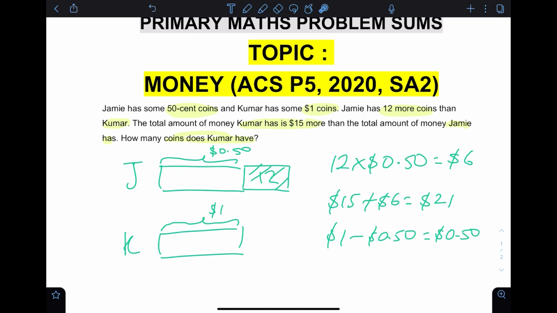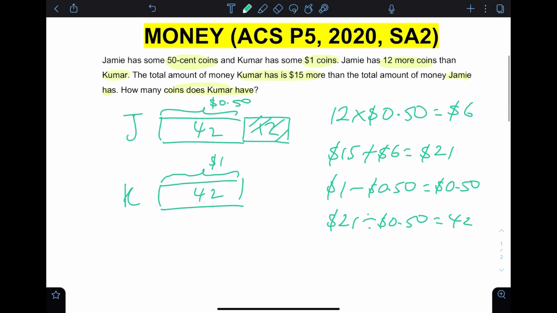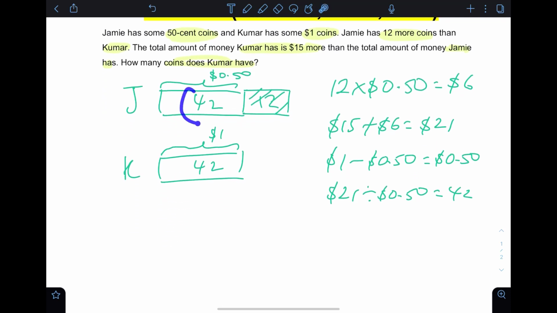Right? So to find the number of coins in this question mark here or in this question mark, we will just have to take the big difference, divide by the small difference. $21 divided by 50 cents, we will get 42 coins. So this tells us that they both have 42 coins all together in this particular box here.